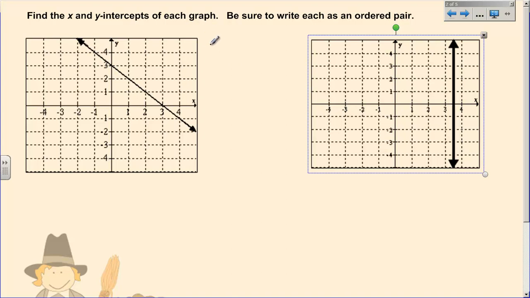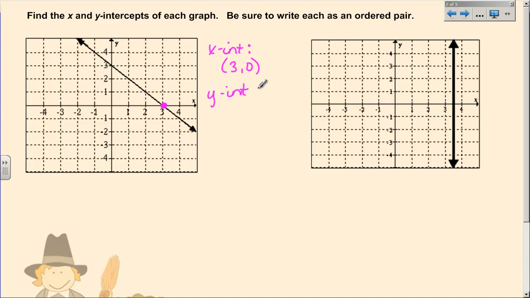So let's do the x-intercept first. The x-intercept for this first graph is where this graph crosses the x-axis, which is right here. That point as an ordered pair is (3, 0), because we went over 3 but not up or down at all. The y-intercept is the point where it crosses the y-axis, which is this point right here, and its ordered pair is (0, 3). Because I didn't go right or left at all, and then I went up 3.